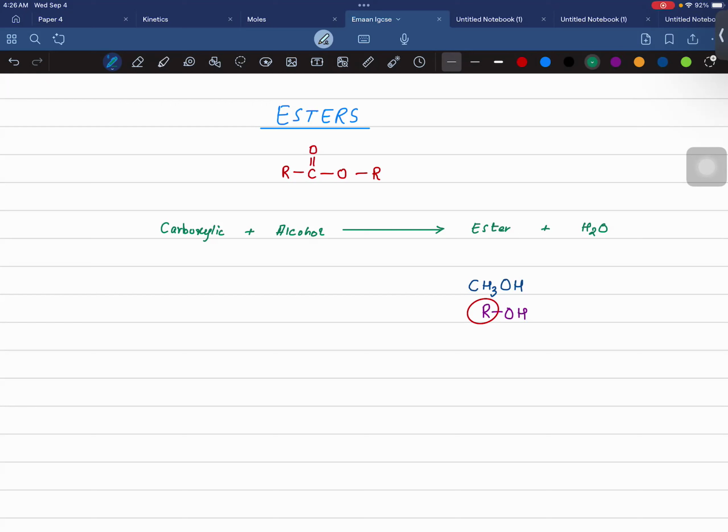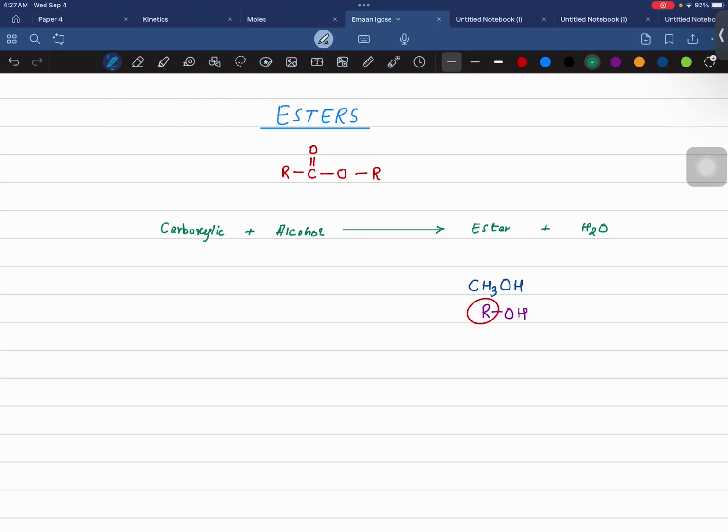It may be one carbon, maybe two, it may be three, it may be four. Generally, we say that this is the R group. Then when carboxylic acid and alcohol react with each other, they form ester and water. Generally, this is a condensation reaction in which water is released as a side product.